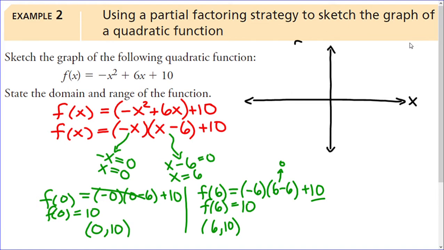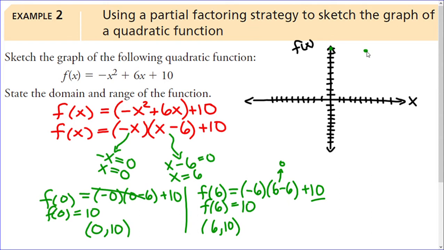I'd have my x value, I'd have my function, and I can see that I'm going to have to go to 10 here. 5, 6, 7, 8, 9, 10. So if I were to start to plot this out, at 0, 10, I've got a point, and at 6, 10, I have the same point that's equally as high. So 1, 2, 3, 4, 5, 6, and way up here, I've got my other point.